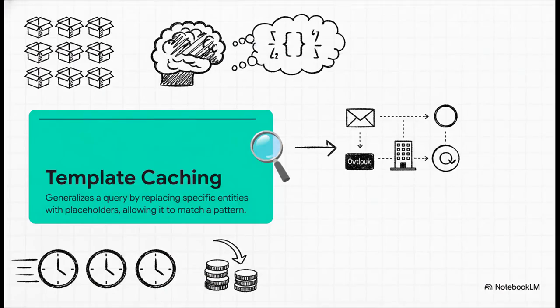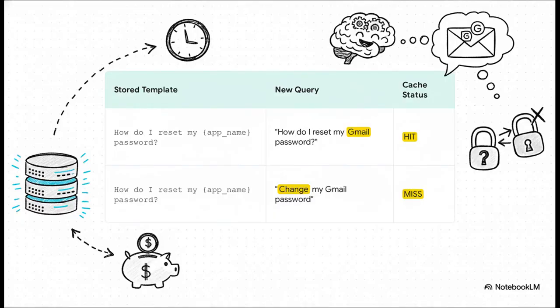Now this is clever. Instead of caching the exact phrase, we create a template. We spot the specific things in a query, like a product name or a person's name, and we swap them out for a placeholder. So, how do I reset my Outlook password becomes something like, how do I reset my app name password? And you can see right away how much better this is. Our template can now handle a query about Gmail, no problem. That's a hit.